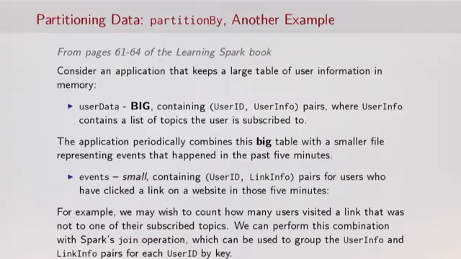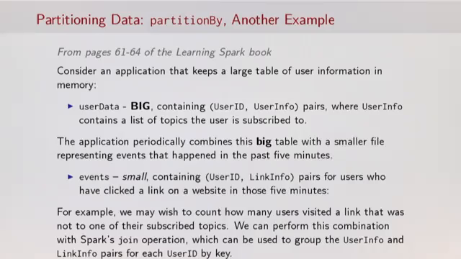Now, imagine every now and then this application has to combine this big data set of user data with a smaller data set representing events that have happened in the last 5 minutes. We'll call the smaller data set events here, and it too has key user ID, but its value instead is of type link info here, which represents which links that user has clicked on in the past 5 minutes. And in this example, we may wish to count how many users visited a link that was not related to one of the topics that they've subscribed to. So this is kind of reminiscent of the CFF application that we saw in previous sessions.